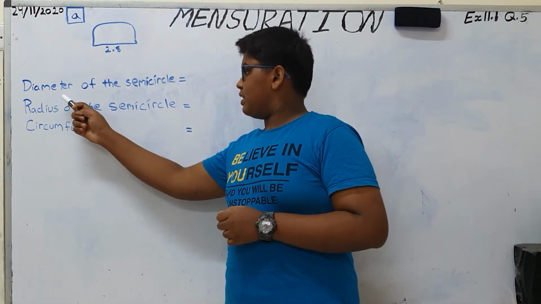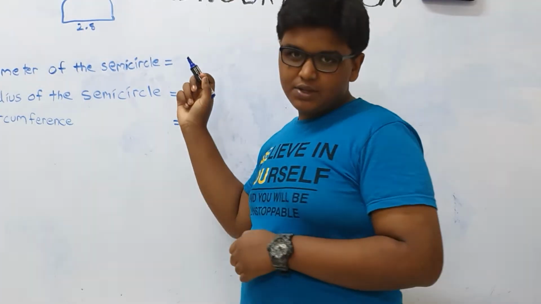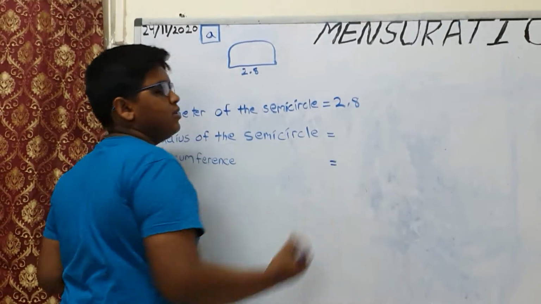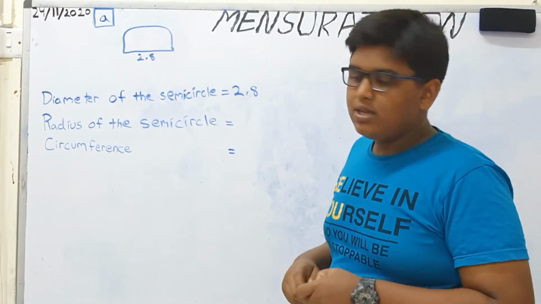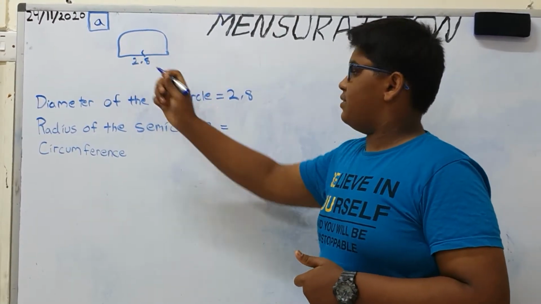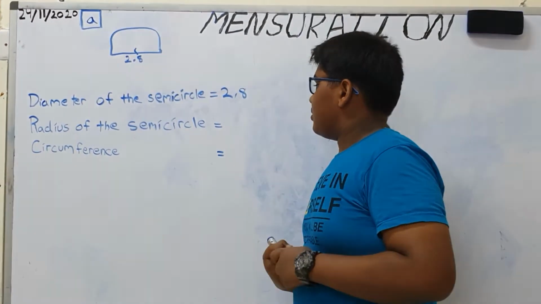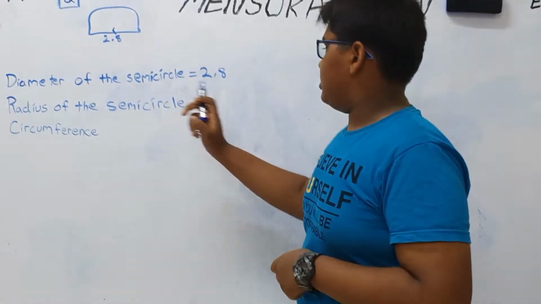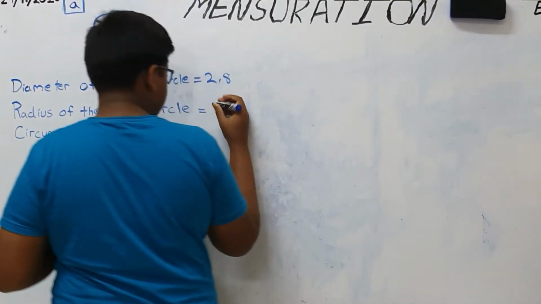Now they have given, I have written, the diameter of the semicircle, which is 2.8 centimeter. 2.8 centimeter is the diameter of the semicircle. Now what is the radius of the semicircle? It is half of the diameter. So what we have to do is take half of 2.8 centimeter. Now we will divide 2.8 by 2. It will be 1.4. So the answer will be 1.4.